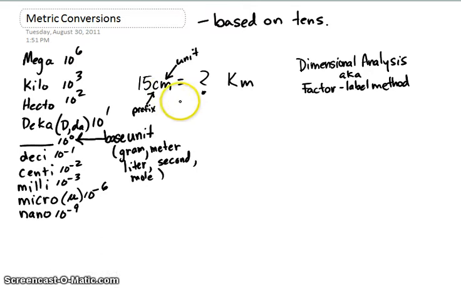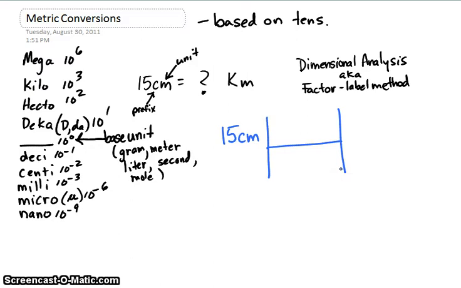So, here's the process. You don't get a choice. You have to do it my way. Clear? I know some of you are thinking, oh, I don't need him, but you have to do it this way. Write down what's given, 15 centimeters. Draw one bracket. This bracket is like a fraction. It's called a conversion factor.